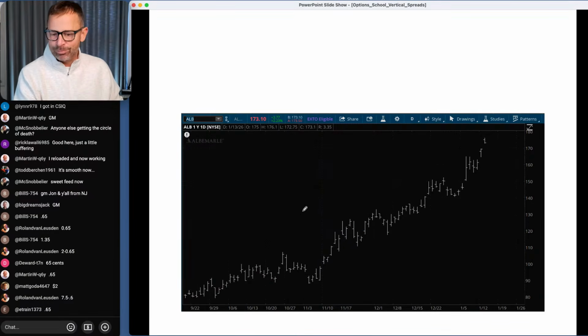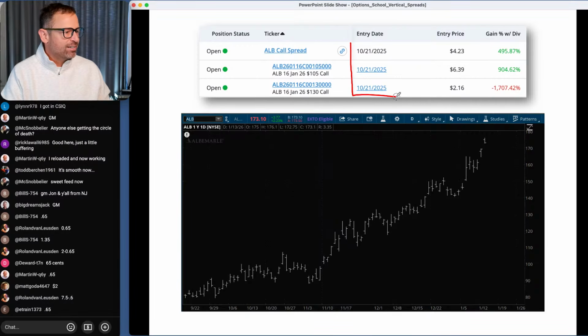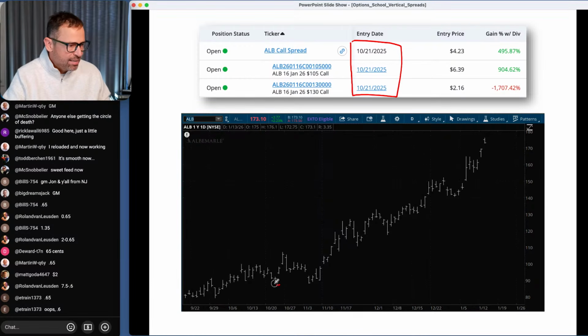Here's another example. ALB. This trade expires on Friday. We did this trade on 10/21. That's all the way back here. Now, why did we do a trade like that, guys? Well, we bought the 105s right here, and we sold the 130s. I'll put on brackets for selling.